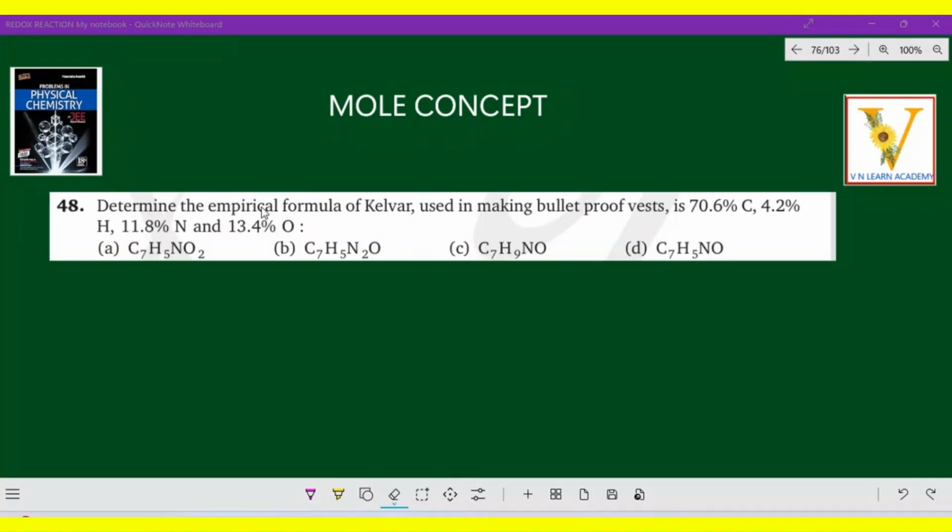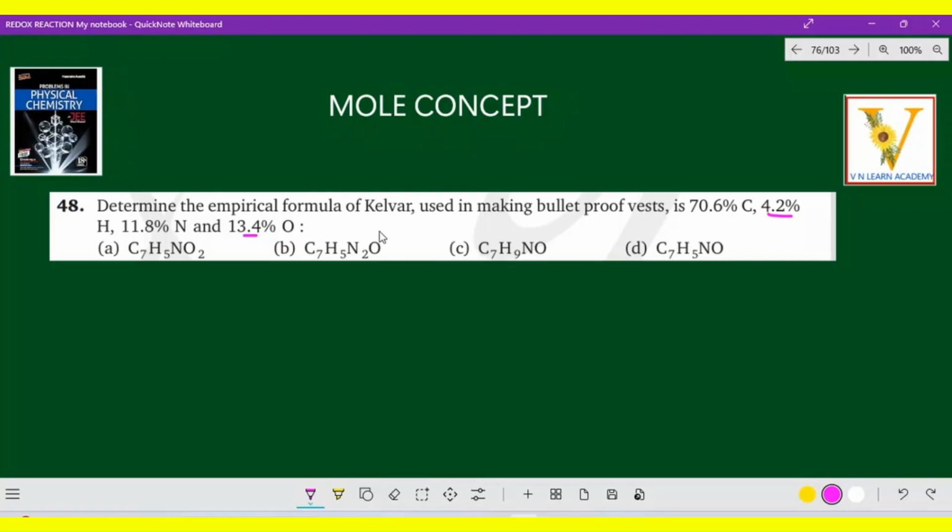The next question: determine the empirical formula of Kevlar, used in making bulletproof vests. It has carbon, hydrogen, nitrogen, oxygen, and they have given the percentages. Each one they have given as a percentage. According to that, we can convert into given mass because of 100 percent, this much percentage, so that we can identify the number of moles, given mass by atomic mass. So easily we can identify the simplest formula. What do you mean by simplest formula? That is nothing but the empirical formula, the simplest lowest numbering we can mention.